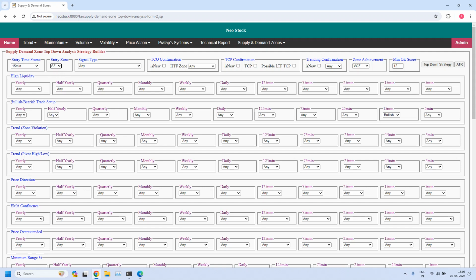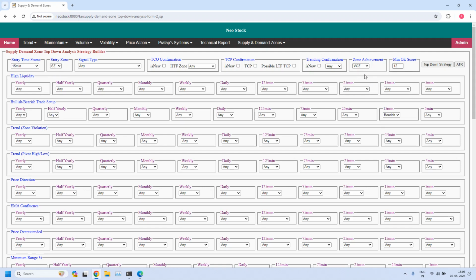And also one more change you have to do. In the bullish or bearish trade setup parameter in 15 minutes time frame, you need to change the value to bearish. And remaining filters are same, but this time the filters will be applied to the supply zone. Earlier the filters were applied to demand zone because we selected entry zone as demand zone. Now entry zone we selected as a supply zone.